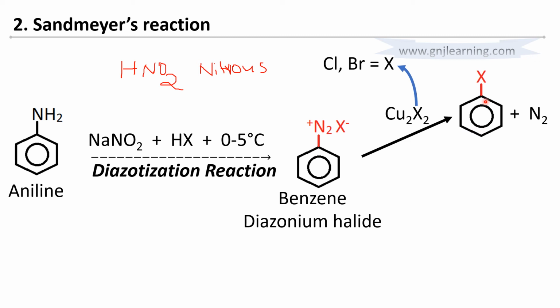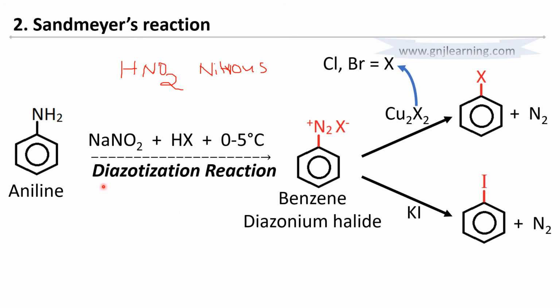How to make iodo compounds? For that I just have to add KI, potassium iodide. Iodine will come and nitrogen will fly away. Clear? So this is Sandmeyer's reaction. I started with aniline. I have to add nitrous acid. To obtain nitrous acid, I have to add sodium nitrite salt plus halogen acid, which will be treated at very low temperature, approximately 0 to 4 or 5 degrees. This is called a diazotization reaction, and I will get benzene diazonium halide.